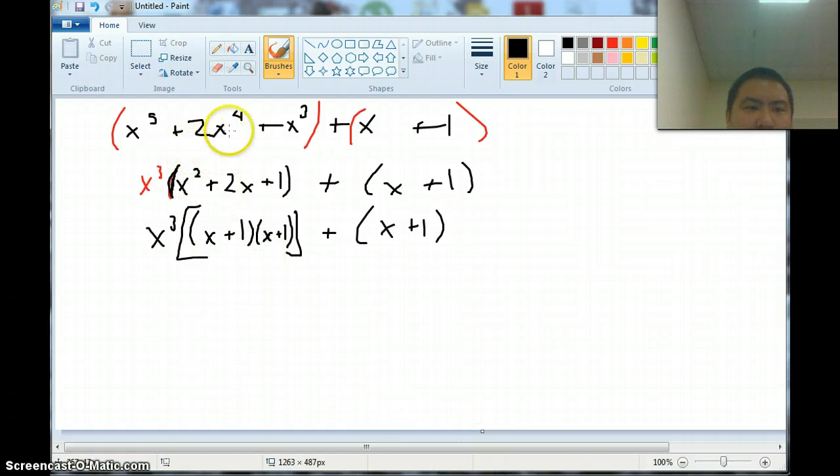x to the 5th power plus 2x to the 4th plus x to the 3rd power plus x plus 1. And what I'm going to do is I factored it into this. I have x to the 3rd power here because I pulled it out and I left that. Then I have x plus 1 over here. From here I said x squared plus 2x plus 1. That's the same thing as x plus 1 times x plus 1. And I have x plus 1 here.